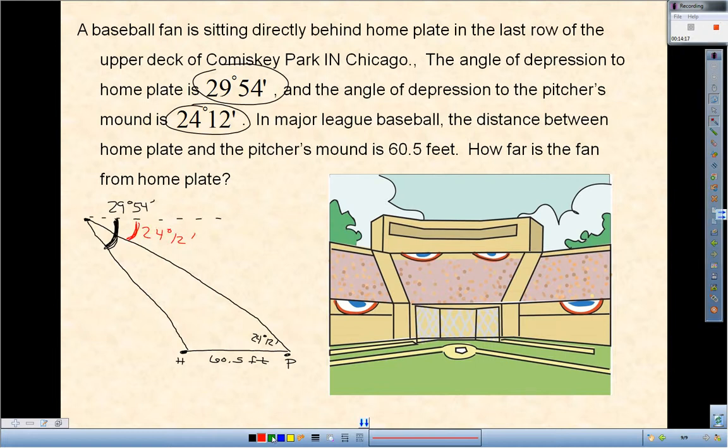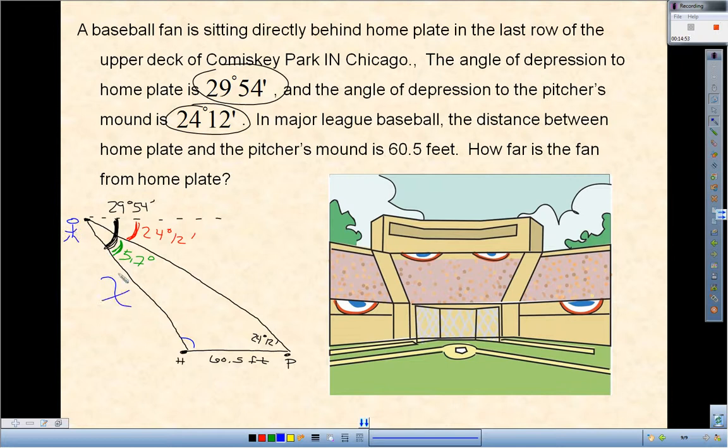So the question is, how can I figure out what this little tiny angle is right there? Well, I could subtract 24 degrees 12 minutes from 29 degrees 54 minutes, and that would give me 5.7 degrees. Now I have two of my three angles, so to figure out the third angle I simply add these two and subtract from 180. But for this problem, I don't need to know that. It wants to know how far the fan is from home plate. Well, the fan is right here, yeehaw, from home plate.